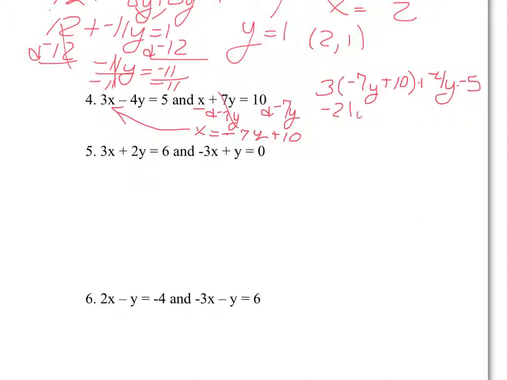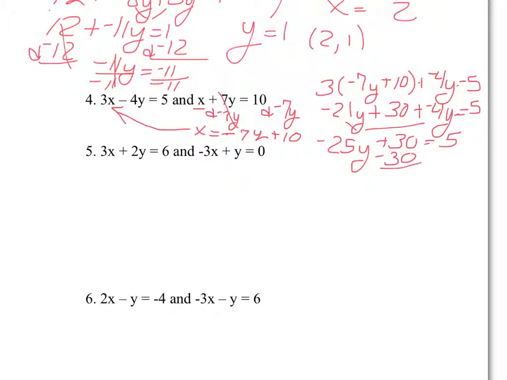Distribute: negative 21y plus 30 plus negative 4y equals 5. Combine my like terms, negative 25y plus 30 equals 5. Subtract 30 from each side to get the y by itself. Negative 25y equals negative 25. Divide each side.